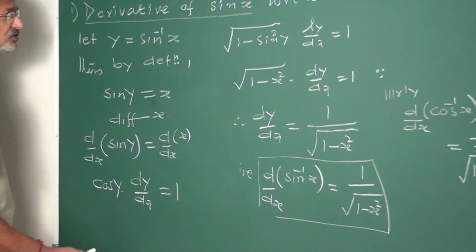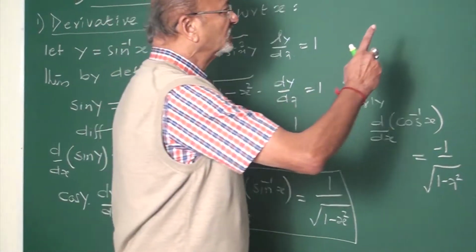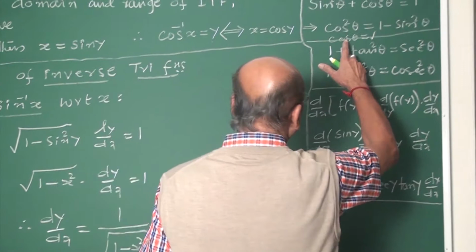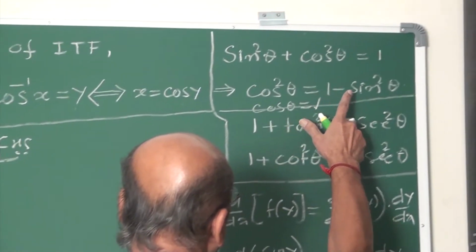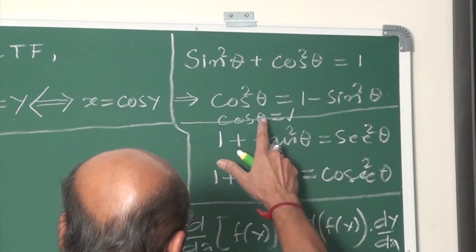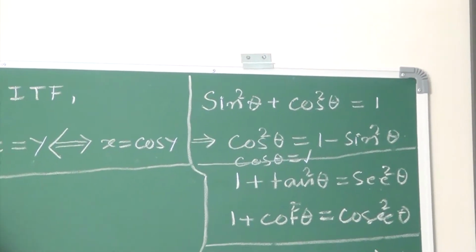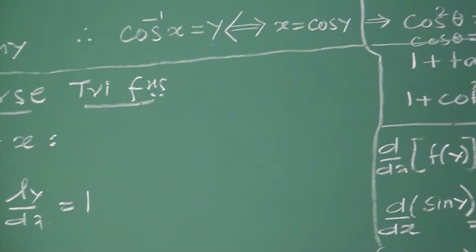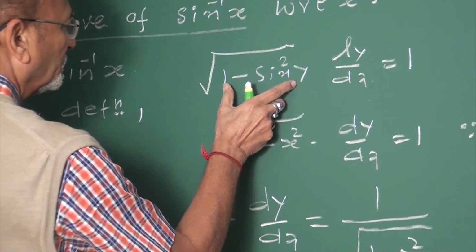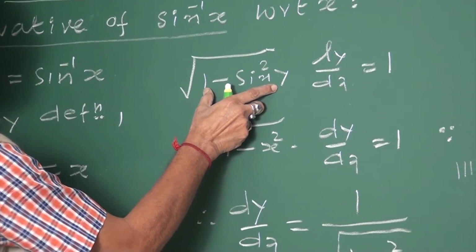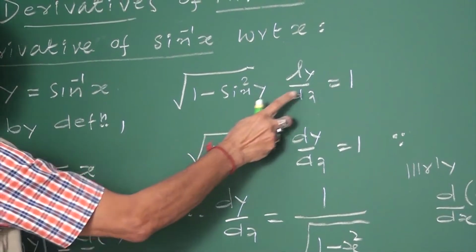This cos y I want to substitute. I told you in the beginning itself: cos theta is square root of 1 minus sine square theta. So cos y is square root of 1 minus sine square y. The same thing I have written here. This cos y can be written as square root of 1 minus sine square y, into dy by dx, equal to 1.